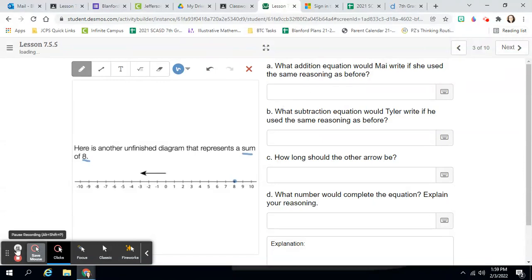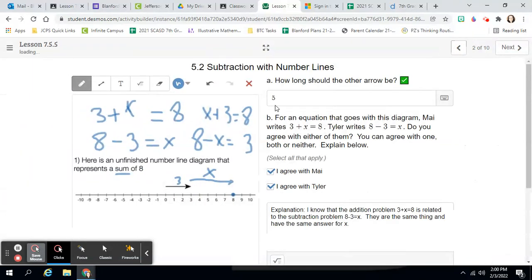So now I know my arrow is still going to start at -3 and it's going to extend all the way to 8. And this question's asking me to do what Maya would have written and what Tyler would have written. So I'm actually going to go back and look. So Maya's equation here was 3 plus x is 8.